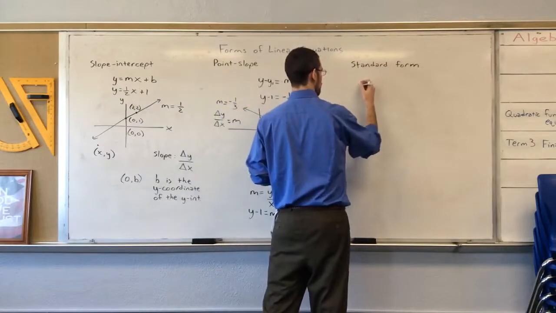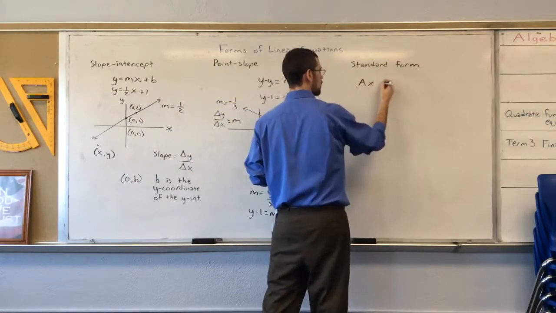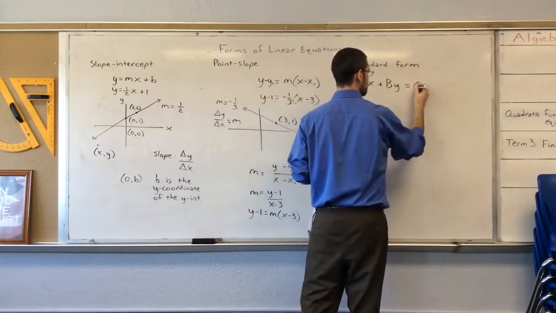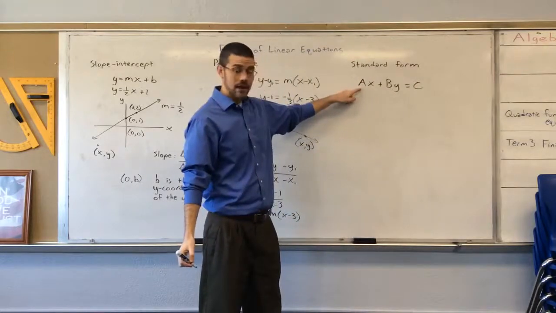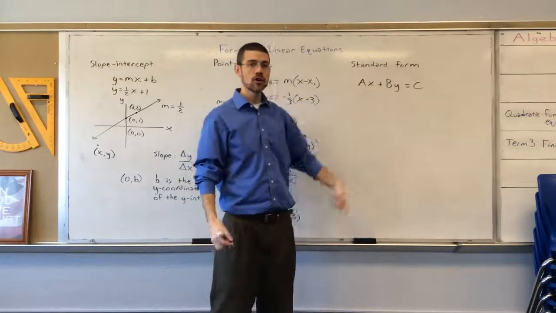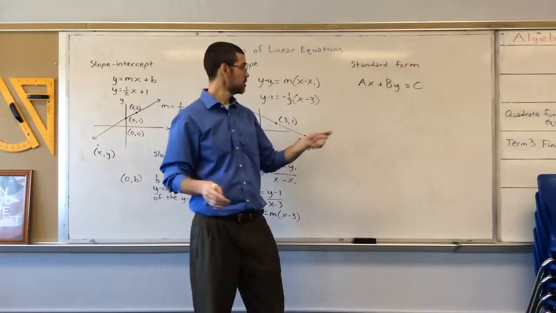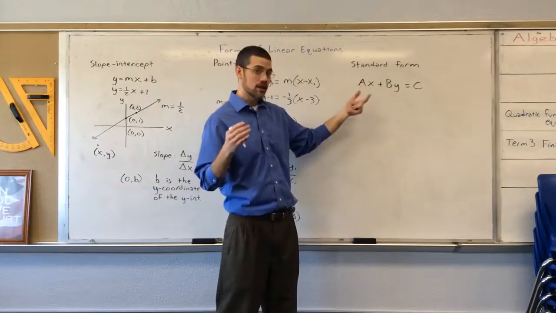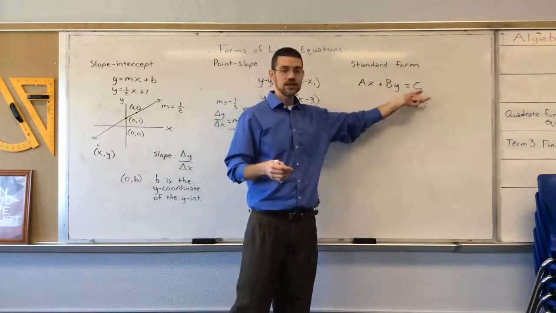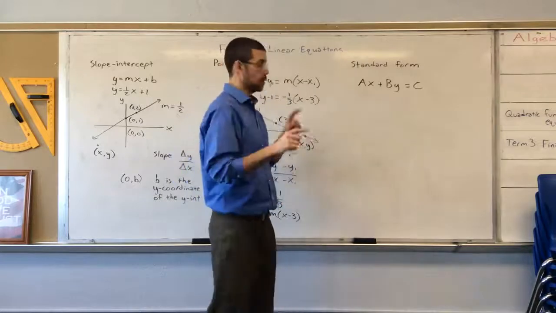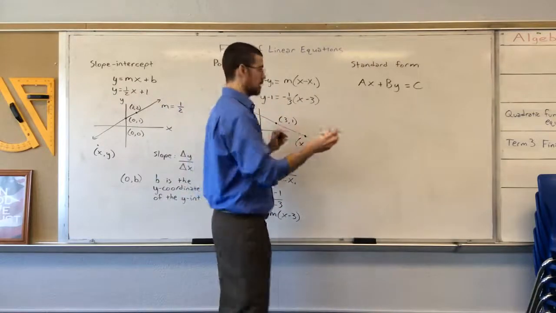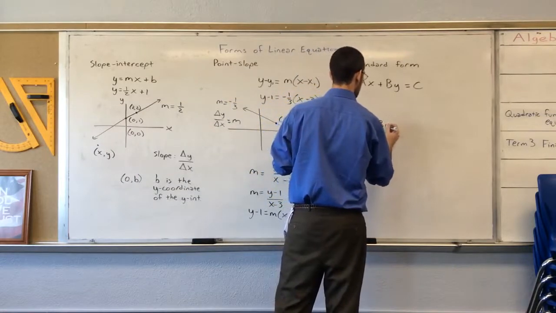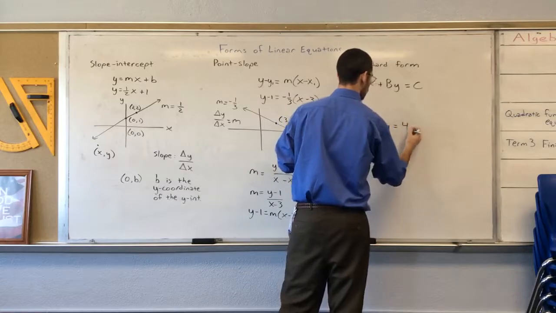It goes like this. A times x plus b times y equals c, where a, b, and c are all constants. They're numbers that don't change. X is a variable, y is a variable. They could be anything, but a, b, and c are going to be particular numbers. Okay, here's an example. 2x minus 3y equals 4.